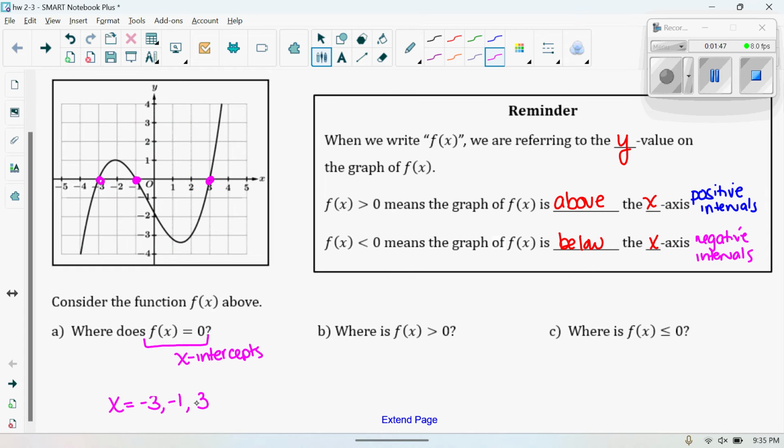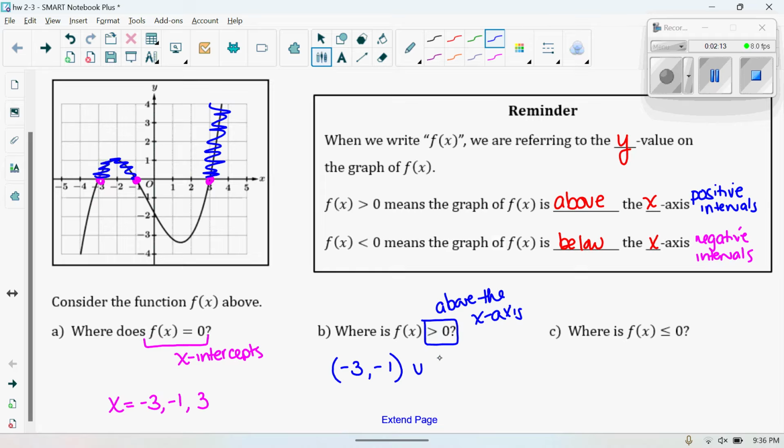B says where is f of x greater than 0? So greater than 0 means above the x-axis. So I'm going to shade here to here and here to here. So there's no underline, so it's going to be parentheses, -3 to -1, and 3 to infinity. Notice that each of my bounds on my intervals are my zeros or my x-intercepts.